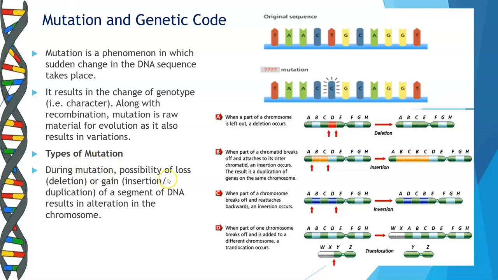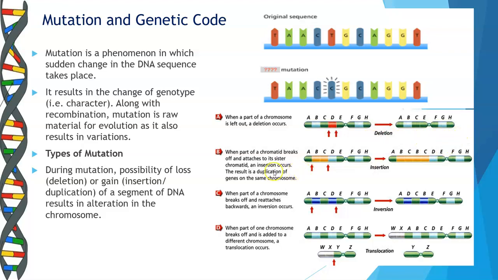During mutation, there is a possibility of loss, that is deletion, or gain due to insertion or duplication of a segment of DNA, which results in alteration in the chromosome. Students, have a look at this image here. It illustrates the different types of mutations. The first one: you have this chromosome which has different genes from A to H. Now part of this chromosome is left out. Gene D is left out, and this process is called deletion, and the resultant chromosome does not have gene D. So here you have a loss of the gene because of mutation, and it is altering the chromosome.